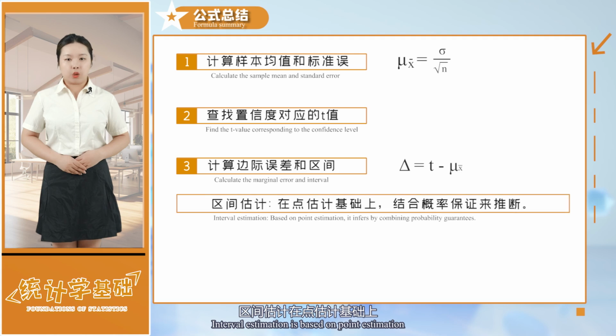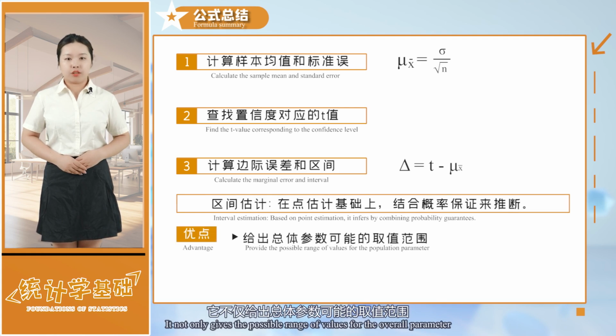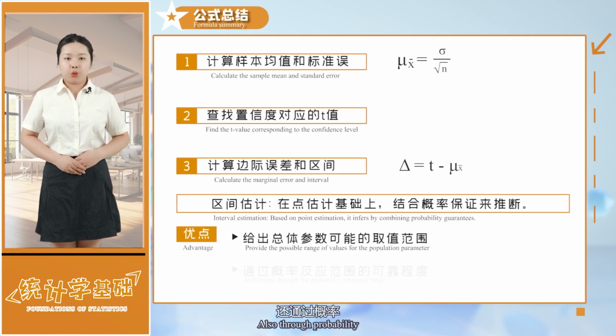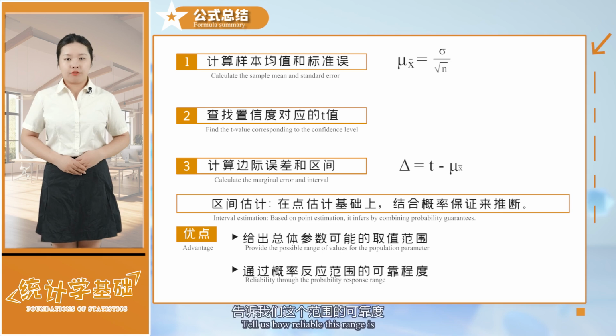Interval estimation is based on point estimation, combined with probabilistic guarantees. It not only gives the possible range of values for the overall parameter, but also, through probability, tells us how reliable this range is, making inferences more rigorous and comprehensive.